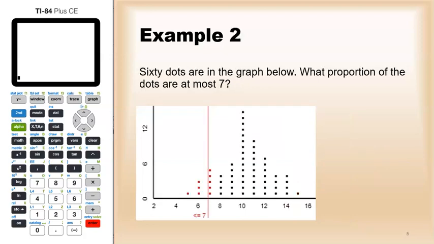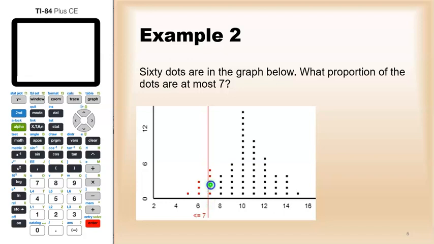Now, this graph here has 60 dots. Now, the question is, what proportion of the dots are at most 7? Again, so we start where 7 is. At most means 7 or less. So I count the dots that are 7 or less.